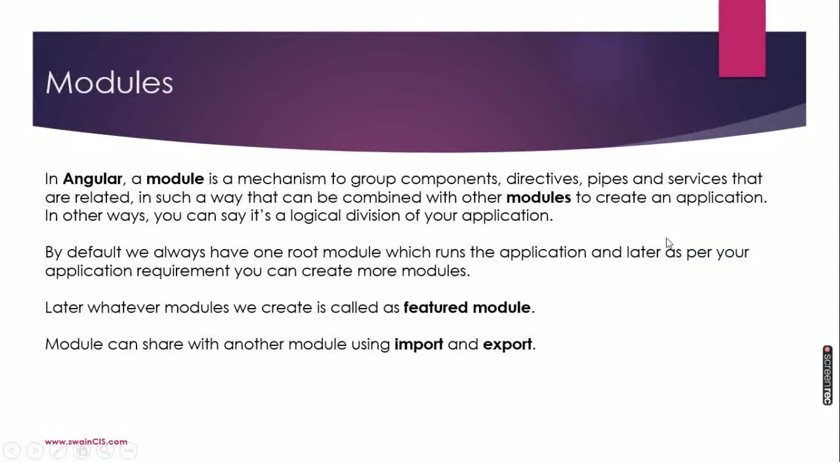In Angular, a module is a mechanism to group components, directives, pipes and services that are related in such a way that they can be combined with other modules to create an application. In other words, it is a logical division of your application. By default, we have one root module which runs the application, and later, as per your application requirements, you can create more modules. Whatever modules we create later on are also known as feature modules.